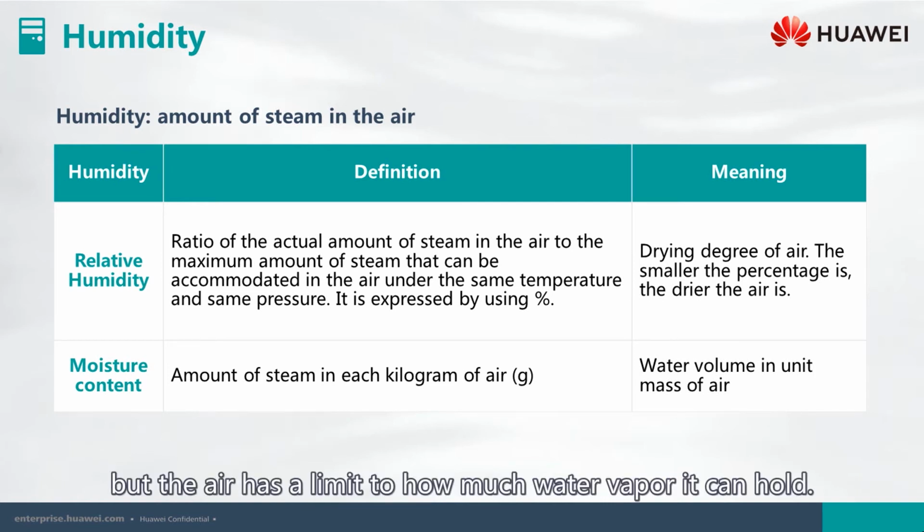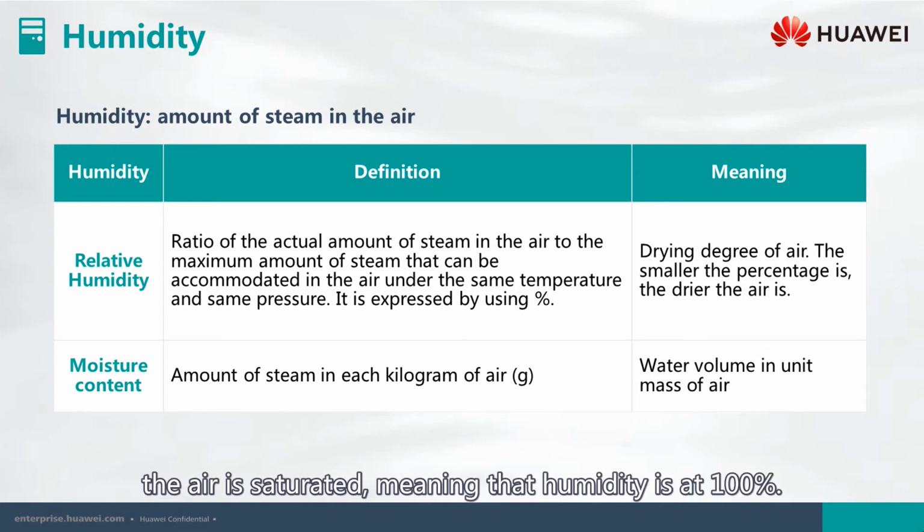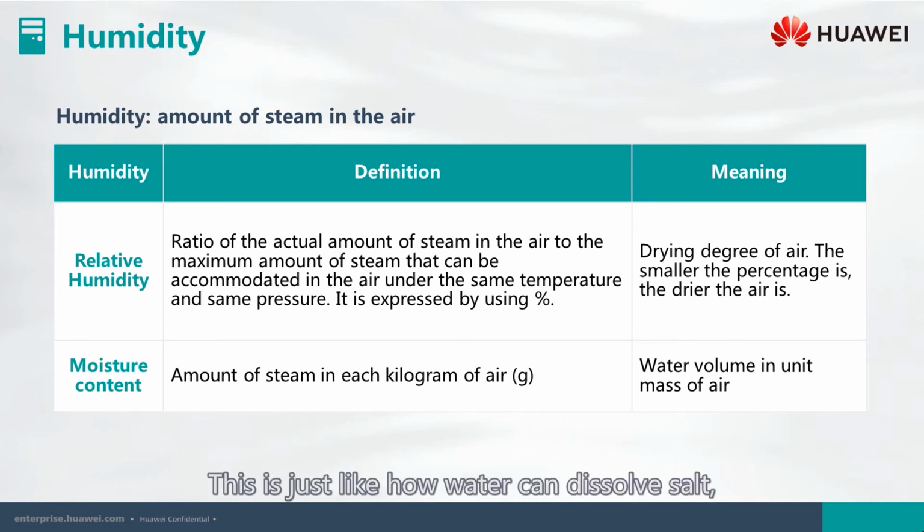But the air has a limit to how much water vapor it can hold. When the air can't accommodate any more water vapor, the air is saturated, meaning that humidity is at 100%. This is just like how water can dissolve salt, but also reaches saturation. If we heat the water, it can dissolve more salt. It's the same with air. The higher the temperature is, the more water vapor the air can accommodate.